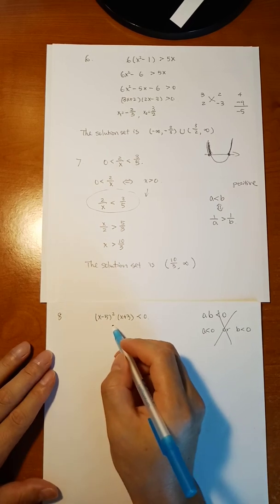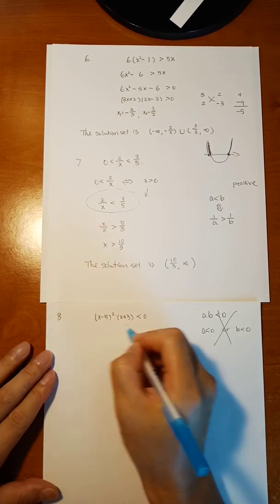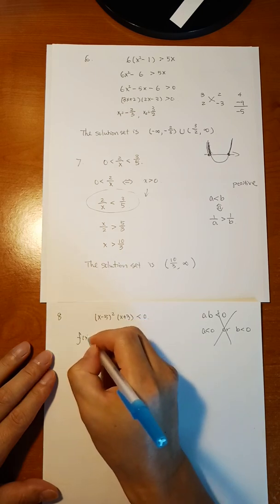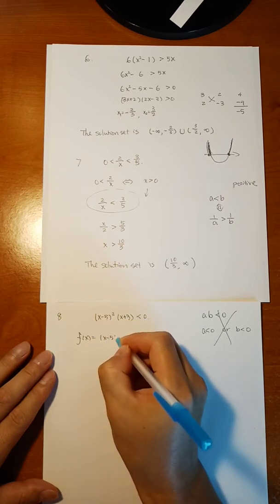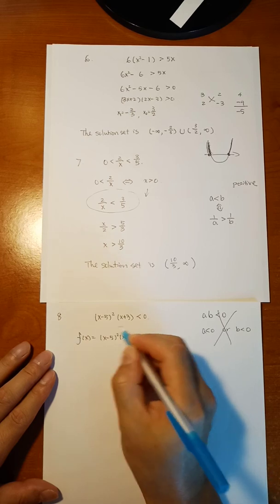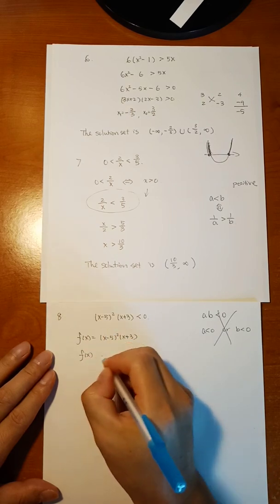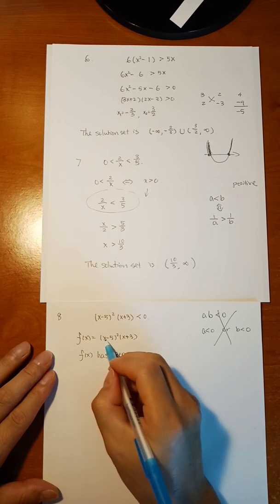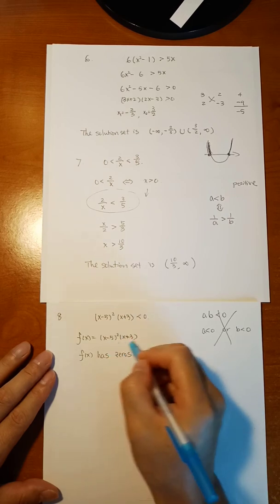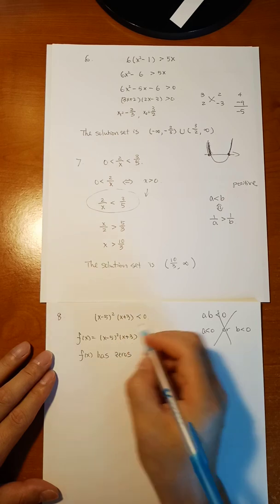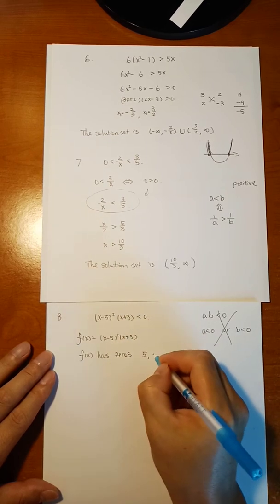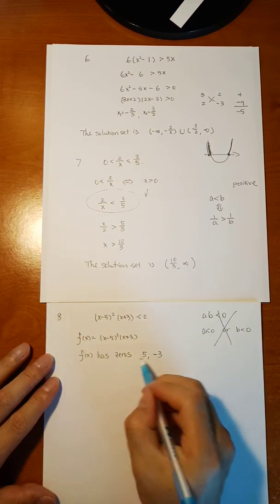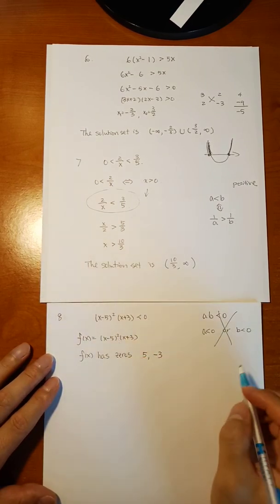Okay, so what we do is the following. First, we find the zeros of this polynomial. If f(x) is (x minus 5) squared times (x plus 3), then f(x) has zeros where either the first factor is 0, giving 5, or the second factor is 0, giving negative 3. So you have two zeros. Actually, this 5 is a repeated zero.